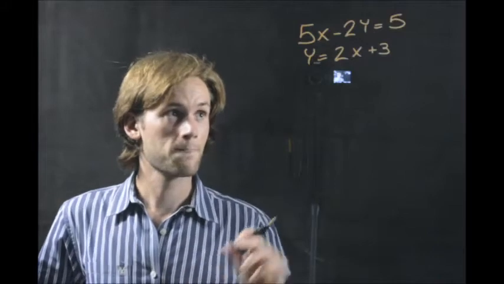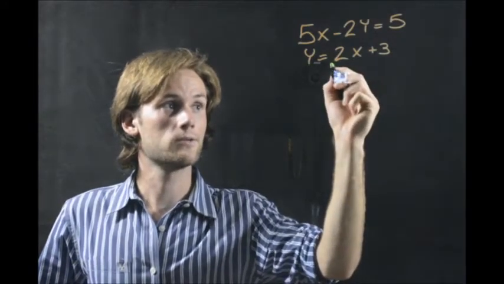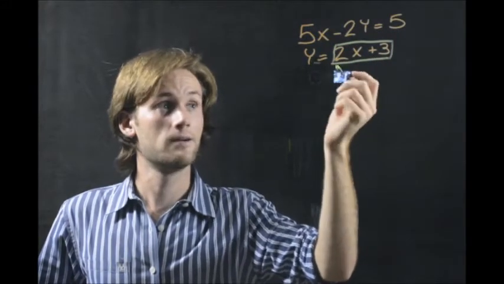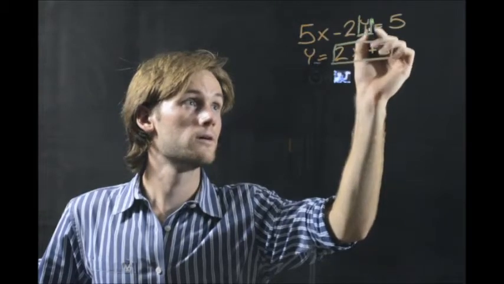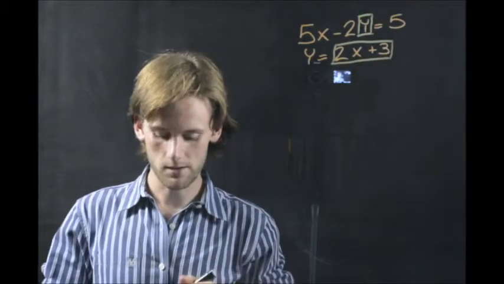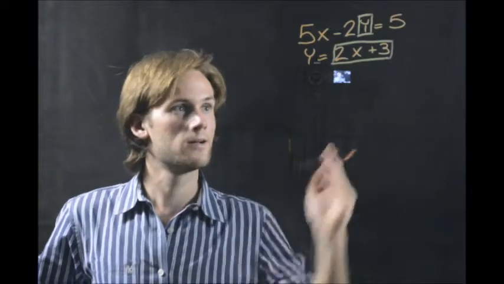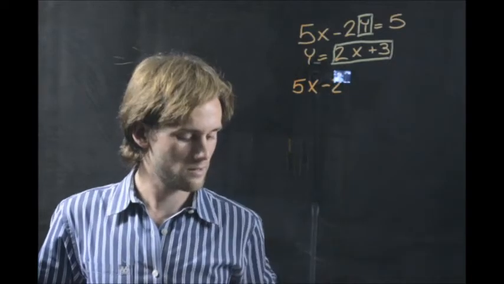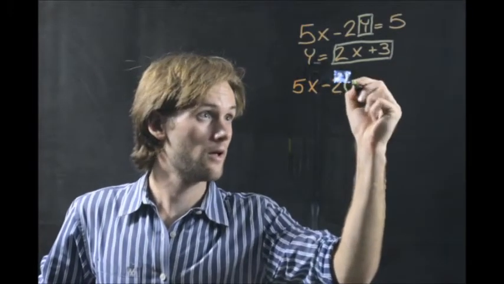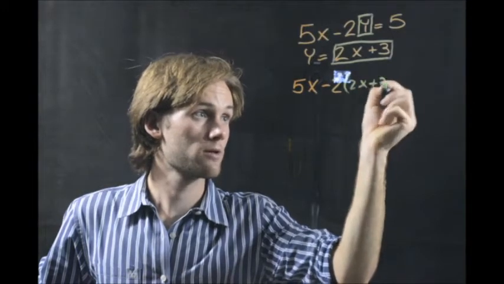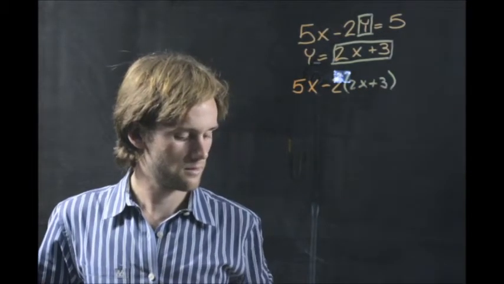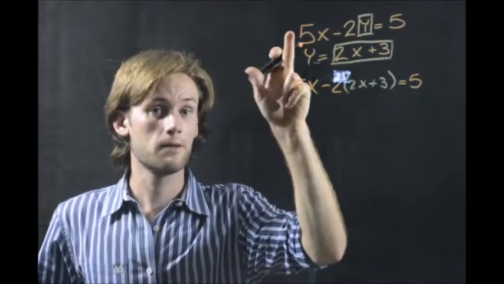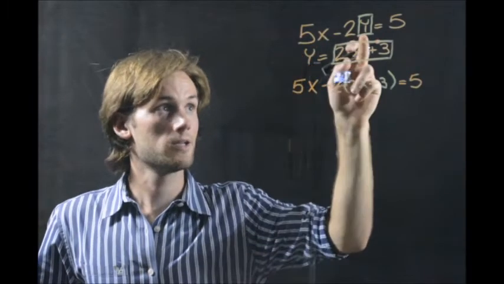Take a look at this problem. We can note that y is equal to all of this. 2x plus 3 is the same thing as y. And up here we have another y right here. So what we do for the substitution method is we substitute that in. I can rewrite this then as 5x minus 2 and our substituted 2x plus 3 equals 5. Same equation as up here, but we're substituting our second equation in for y.